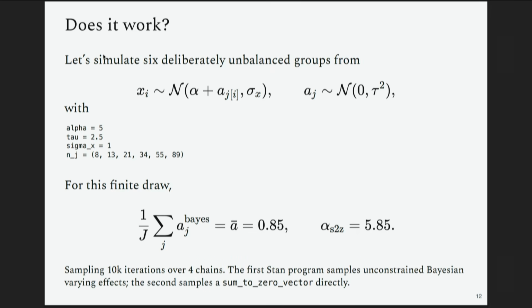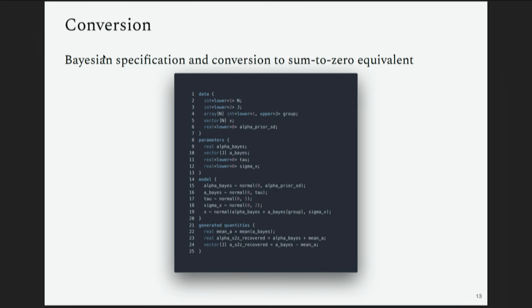So what we'll do is some empirical evidence here. We'll do some simulation, and we're going to have this unbalanced group simulation. So you have alpha 5, sure, whatever. We have some parameters. We have some sizes, different sizes, 8, 13, and so on and so forth down there. And then you can see that for this draw, we have our A bar, 0.85, alpha sum to 0, 5.85. We'll do 10,000 iterations. You can see what I'm doing here. I've got to put Stan code, it's StanCon.